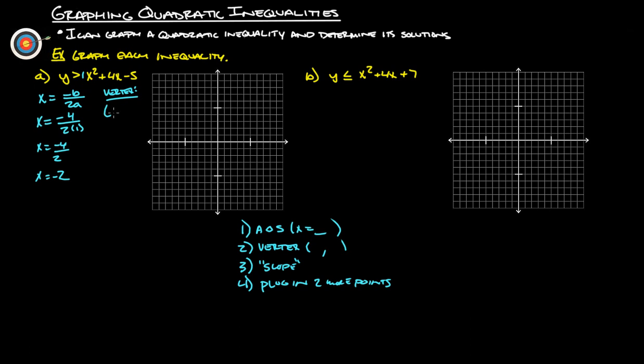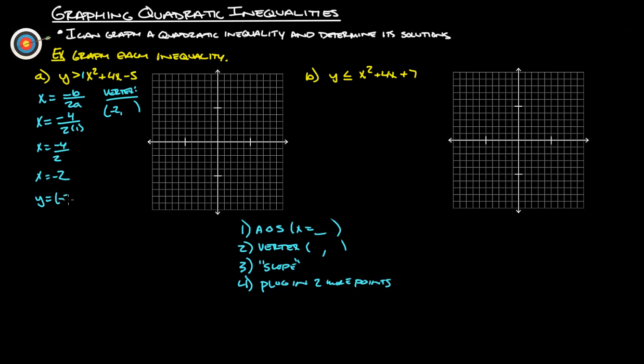So our vertex is going to be at x equals negative 2, and the second thing we want to do is come up with the y. We want to come up with the vertex. So we know that x is negative 2, so we plug that into our equation. And again, I'm just going to do y equals instead of y is greater than. We'll deal with the inequality at the very end.